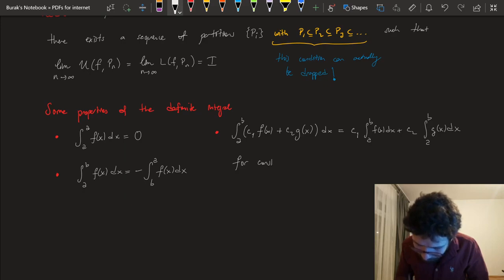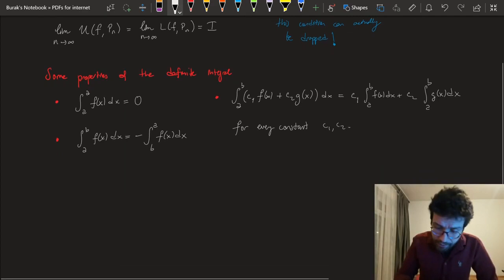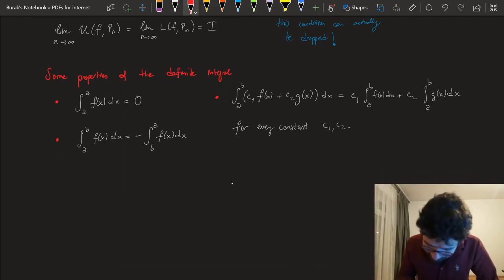for every constant c1, c2. Again, this can be proven via the Riemann sum definition, which I'm not going to do. This property is important.